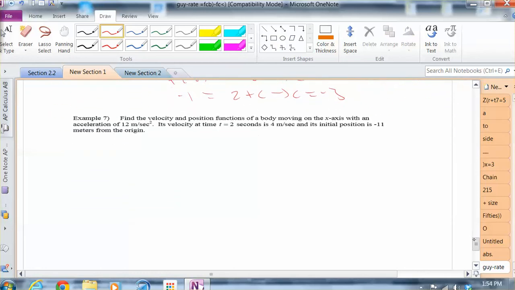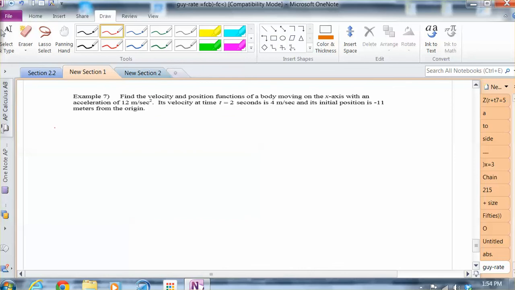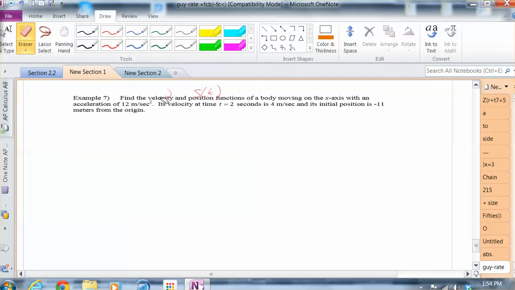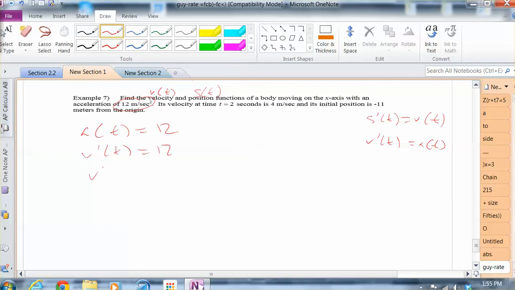Lastly, example 7. Now remember, we'll call this v of t. We'll call this s of t, right? Now remember that velocity is the derivative of position, and acceleration is the derivative of velocity, right? So s prime of t equals v of t, v prime of t equals a of t. And they give us the acceleration. They tell us it's 12 meters per second squared. So a of t is a constant, which is 12. So v prime of t, of course, equals 12 because v prime of t is a of t. So v of t is just going to be 12t plus a constant.